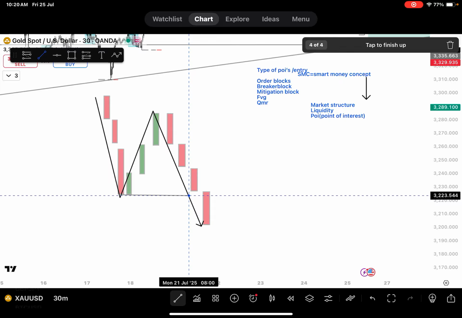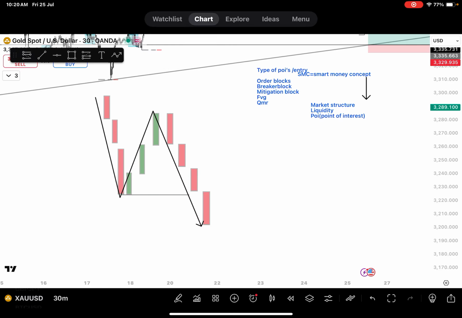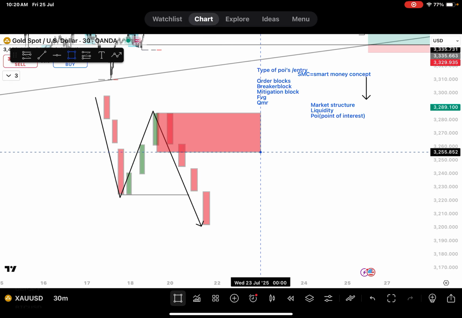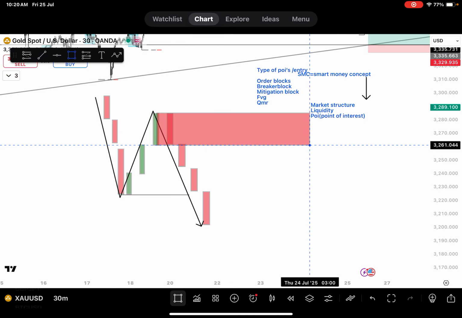Now remember what I told you guys. Break of market structure on a downward trend happens on the lower low. On a bullish trend, it happens on the higher high. So now this is a break of structure, that is if the market is going down. Now after this break of market structure, the last green candle after the break of market structure here is what we refer to as our order block.